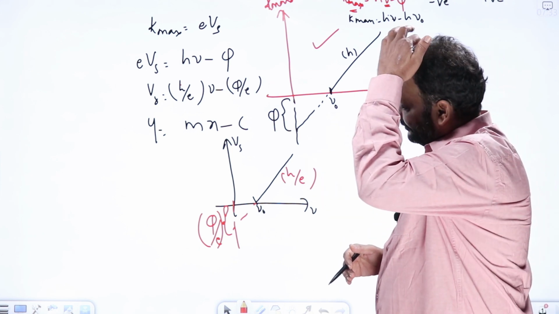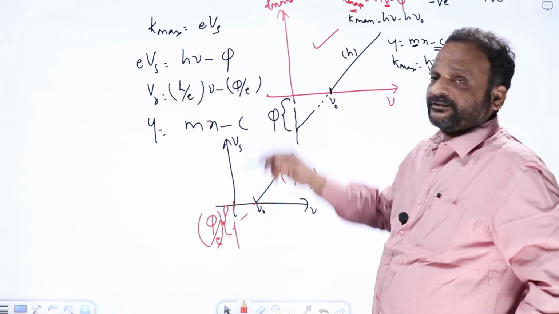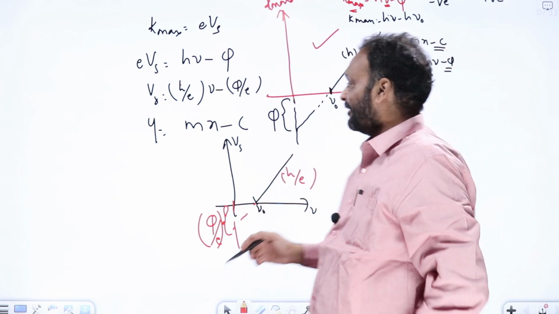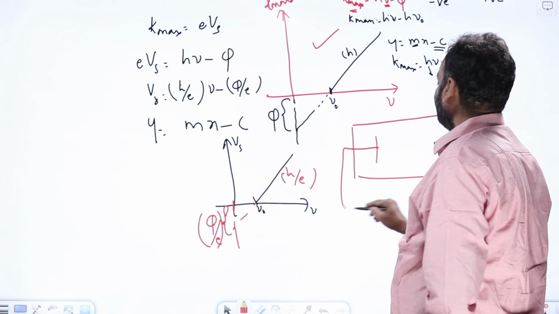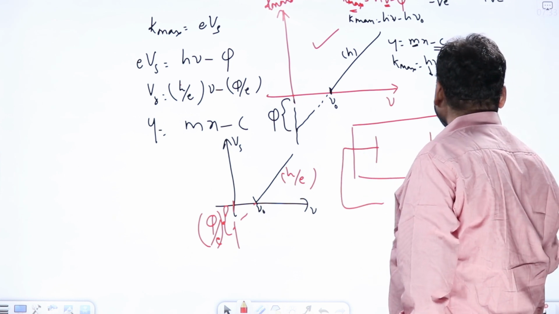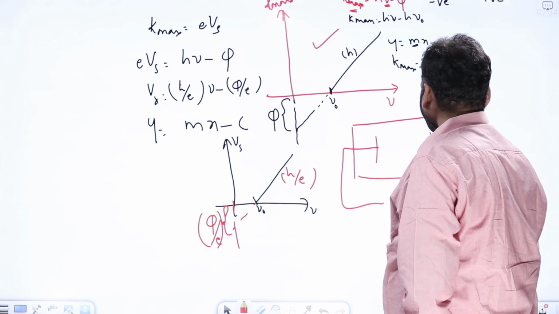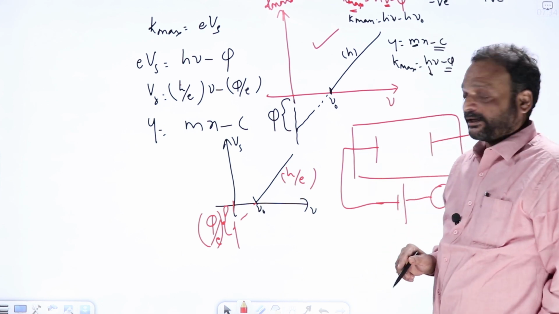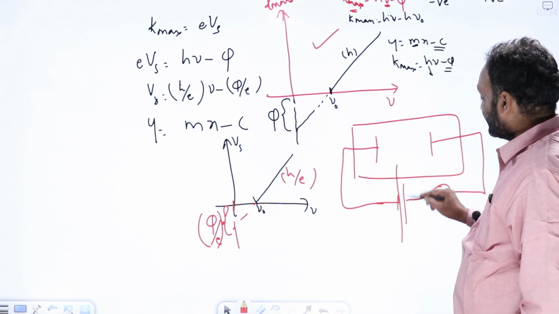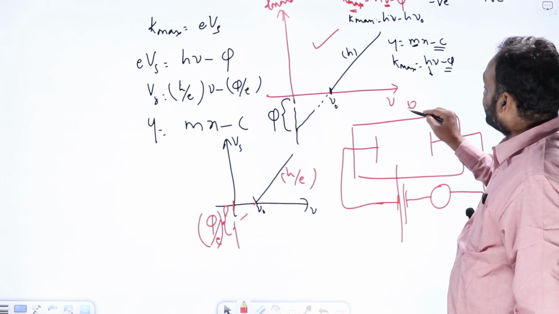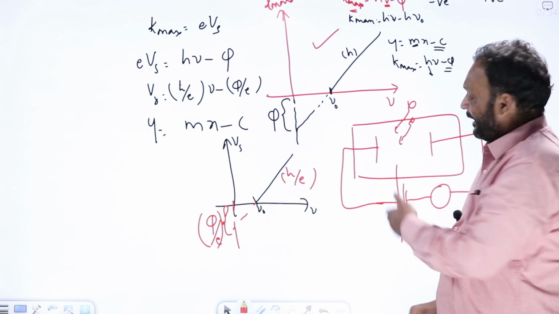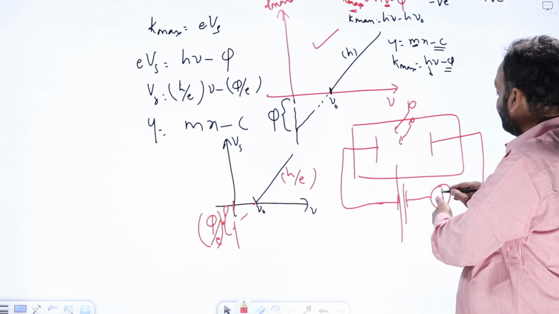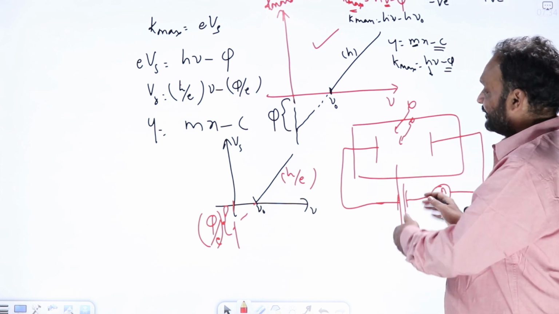Why? Because we cannot measure the kinetic energy of photoelectrons directly. All that I can do in a photocell experiment is measure the stopping potential. I'll make this one positive, this one negative. I'll send some frequency of light and keep on increasing the negative potential. At what negative potential the photoelectric current becomes 0, I'll see. Okay, that point is noted.